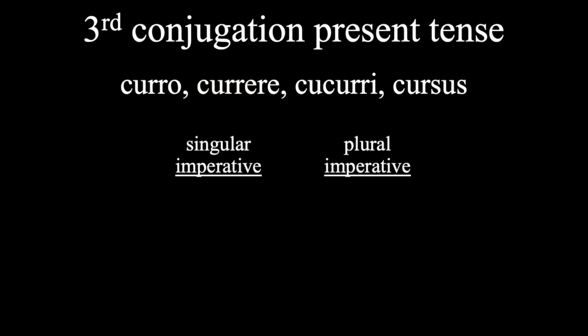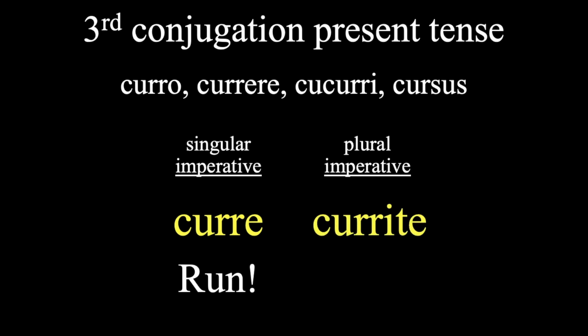Okay, now for the imperative forms. The singular imperative has always been formed by taking the second principal part, i.e. the infinitive, and dropping the RE ending. That is still the case here, so we get cure, which means run. For the plural imperative, we've always taken that singular form and added TE, and we still will, but since this is third conjugation, the E will again shorten to an I before we add the ending, and we get curite, which also means run.